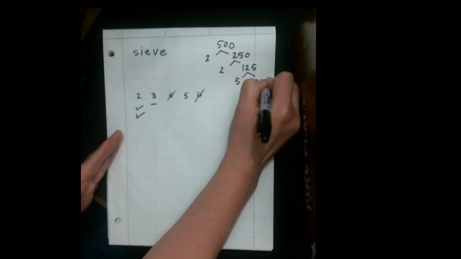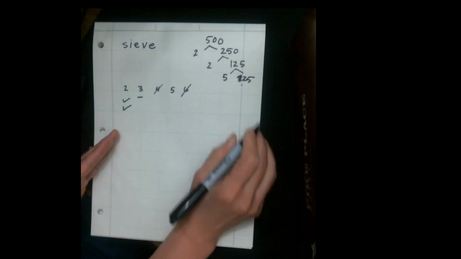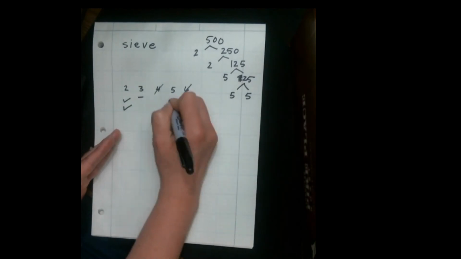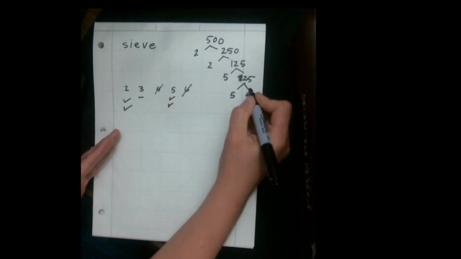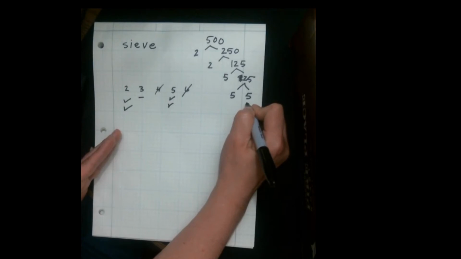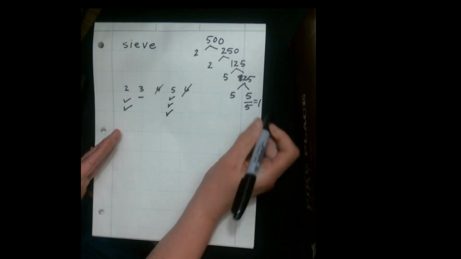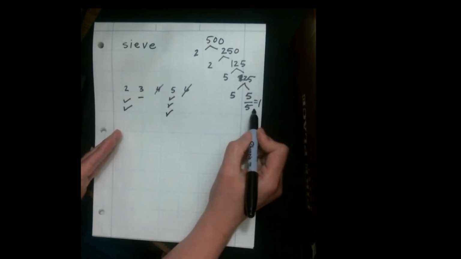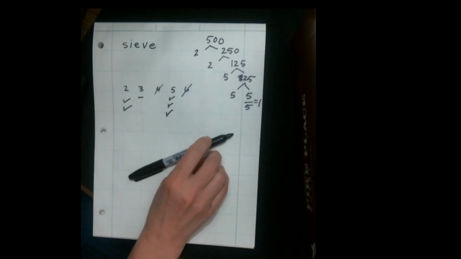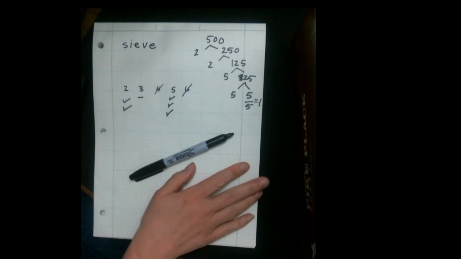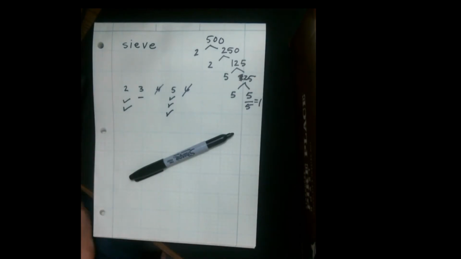So 5 will be able to divide into this number. Oops, just 25 there. And 5 will be able to divide into it again. So we had 2 5s, and then 5 can actually divide it again. We could do 5 divided by 5 is 1, and that's how we know that we're done, when our shrinking number equals 1. So that's an example and explanation of how a sieve works as an algorithm, and this is what we're going to code in both Scratch and Python.